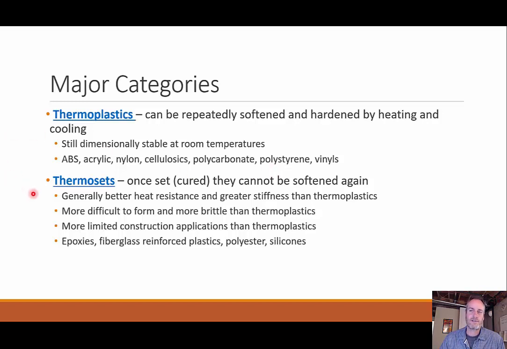On the other side, we have these thermosets. What a thermoset is, once it's cured, once it's set up, it starts off usually in a liquid state, and once it sets up, it can't be softened again. So it has better heat resistance, greater stiffness than the thermoplastics, but is more difficult to form and more brittle, with more limited construction applications. We'll look at those in just a little bit, but now we're talking about epoxies, fiberglass reinforced plastics, polyester, or silicones.